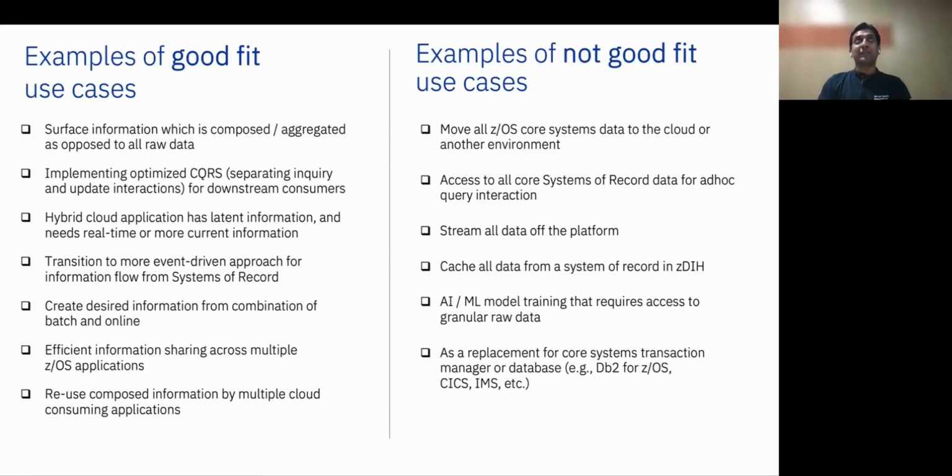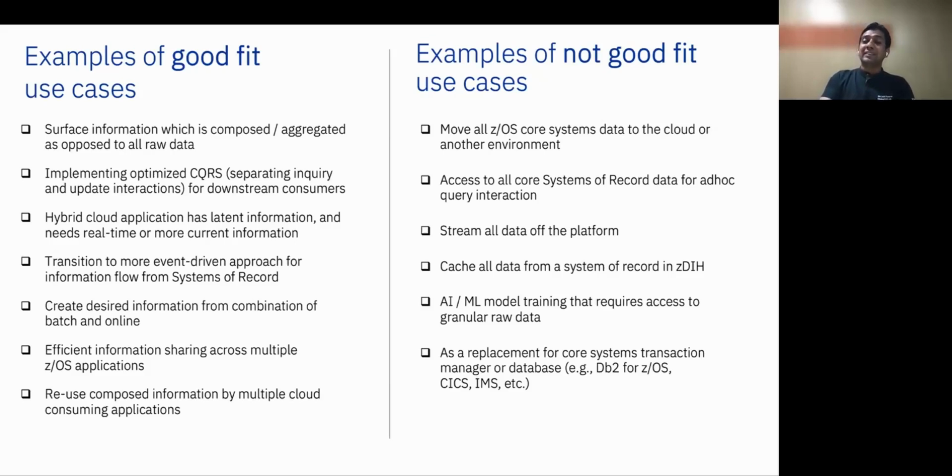So these are some pointers around good fit and not good fit use cases. Let's look at the not good fit use cases first. Moving all Z core system data to the cloud or another environment: ZDIH doesn't fit when you have a need to move all the core system data to the cloud. If our ad hoc query interaction needs access to all the core system of record data, not a subset of that data, ZDIH doesn't fit there. When we have a need to stream all the data off the platform, it doesn't fit there.